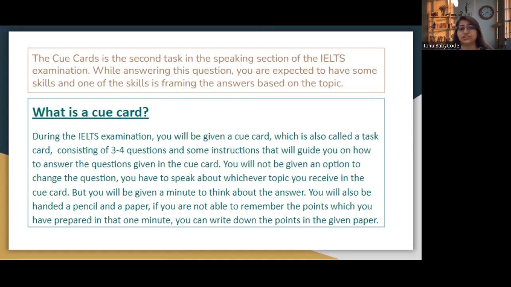Now, during the IELTS examination, you will be provided with the cue card, which is also called a task card. And it consists of 3 to 4 questions and some instructions that will guide you how you can answer those questions. You will never be given an option to change the question. You have to speak about whatever topic you receive in the cue card. But yes, you will be provided with 1 minute to think about the answer. You will be handed a pencil and a paper. If you're not able to remember the points, you can prepare in that 1 minute, make your notes, write down the points on the given paper, and then the next 2 minutes will be for you to speak about it.